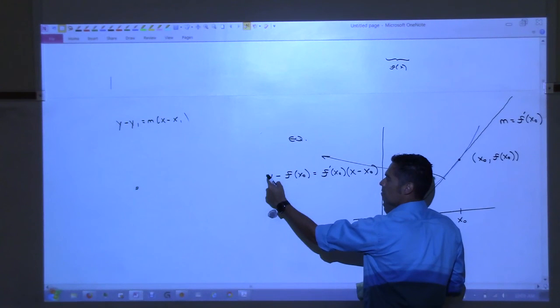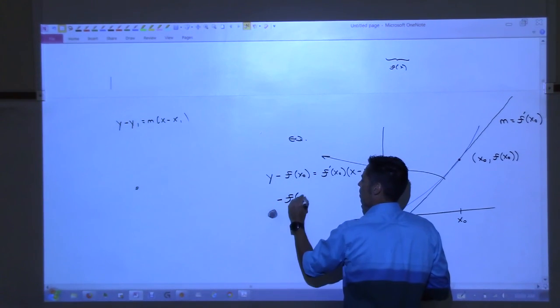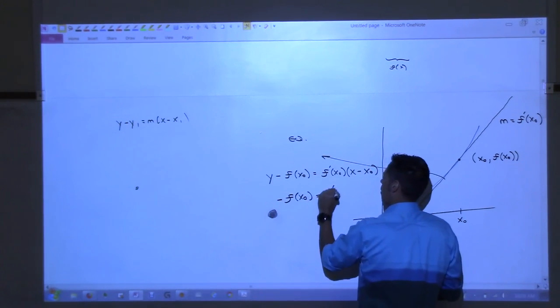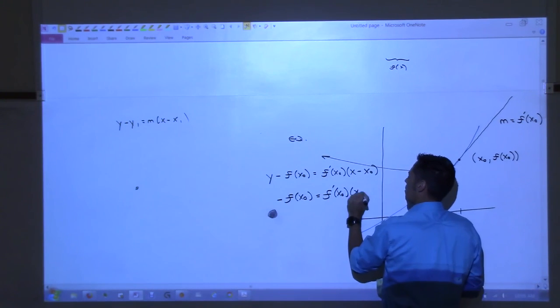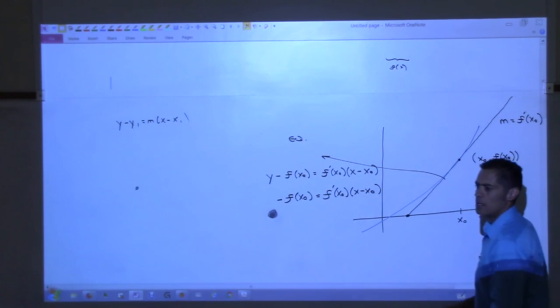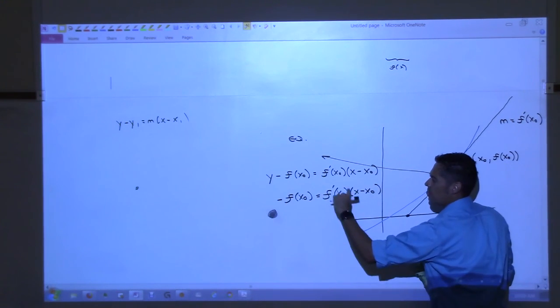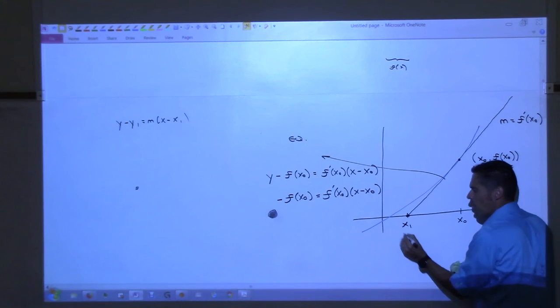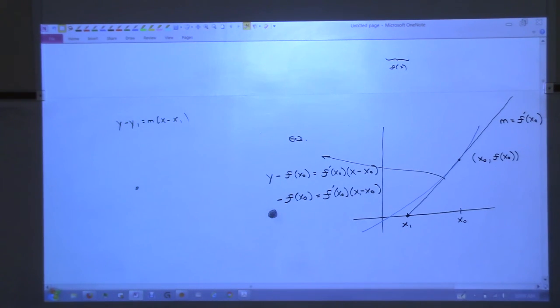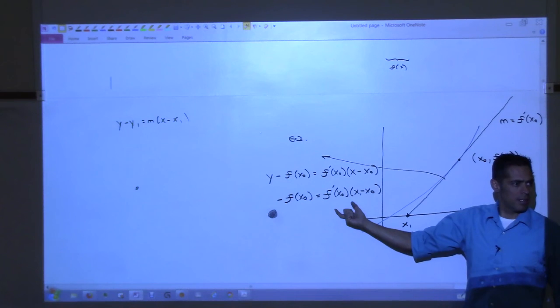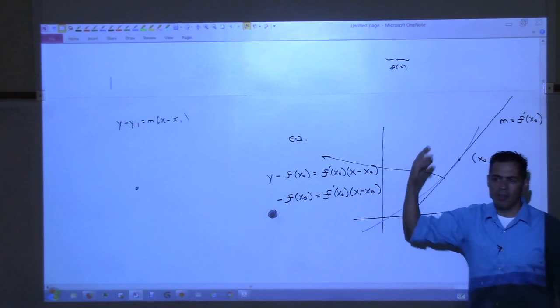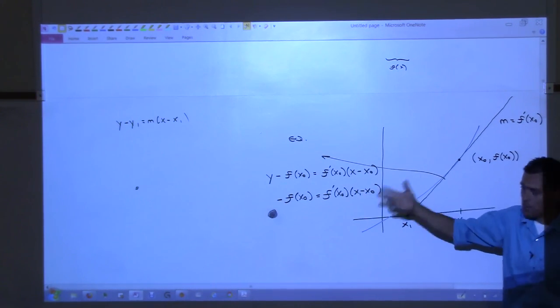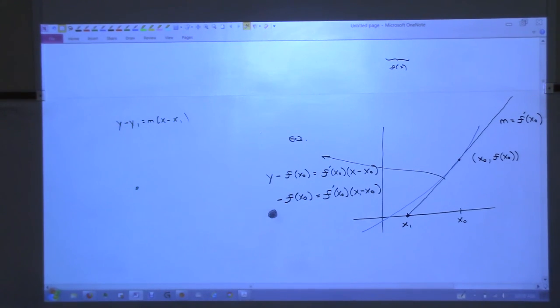Set y to 0. And you get negative f of x naught equals f prime x naught times x minus x naught, right? And if I solve this for x, that will be this, and I'll call it x1. That'll be my next point. Now, isn't that the formula I just had on the board a second ago? So if you just move things around and solve this for x1, you have Newton's method. It's pretty straightforward, but also pretty ingenious.